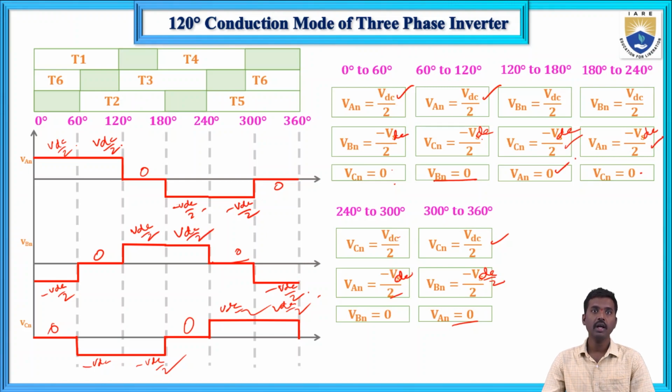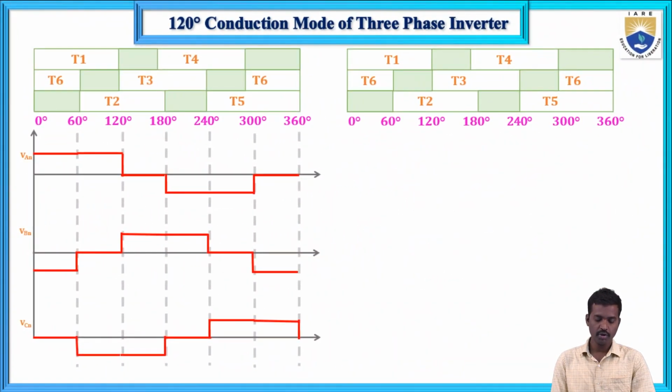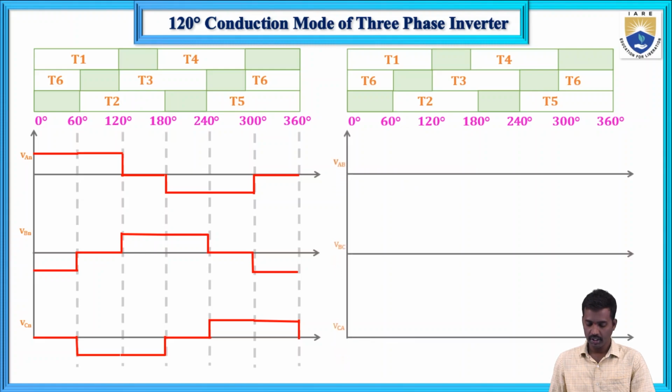Now let us plot the line voltage diagram. This is our phase voltage diagram. Line voltages are represented as VAB, VBC and VCA. VAB means VAN minus VBN. VBC means VBN minus VCN. And VCA means VCN minus VAN. So now here, we only subtract. From the phase voltages we can determine the line voltages.